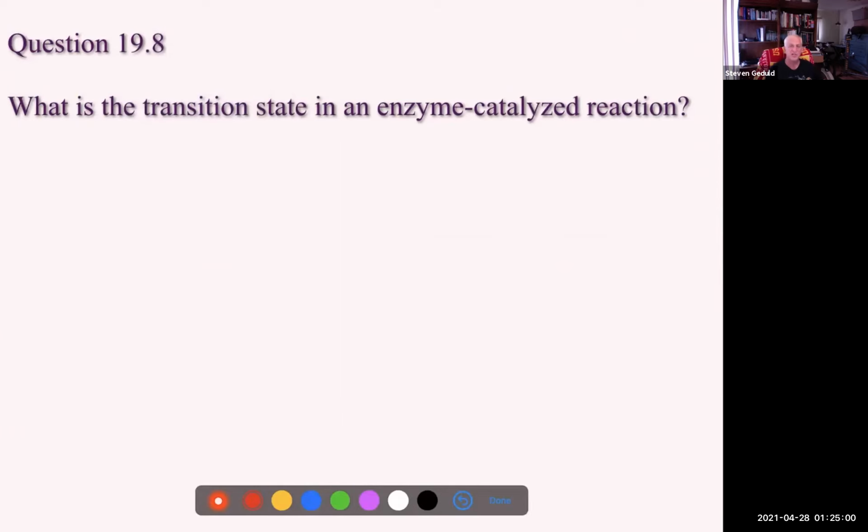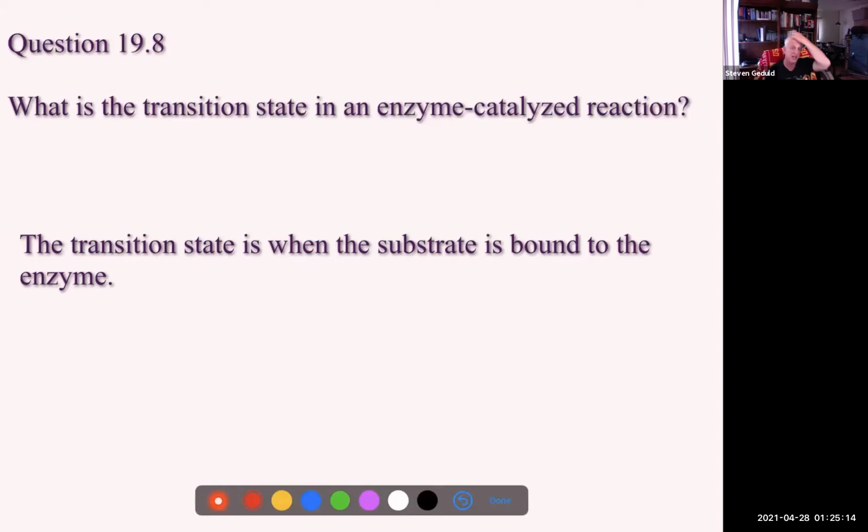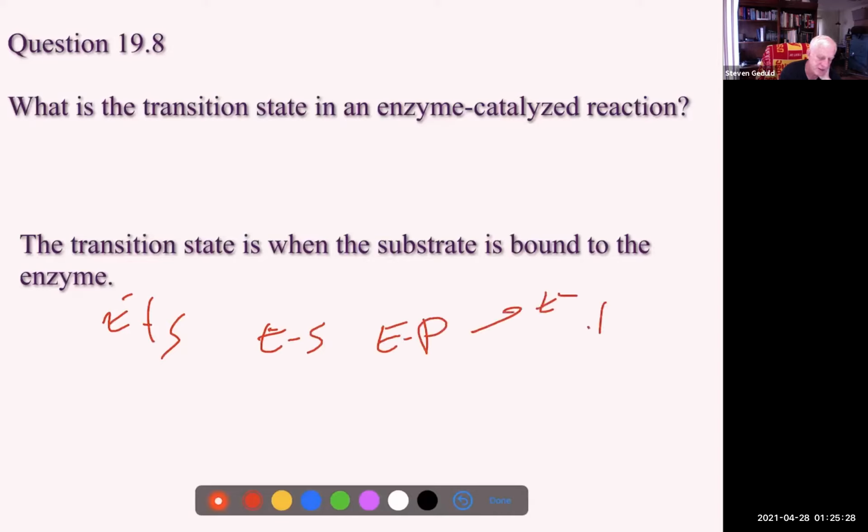What is the transition state in an enzyme catalyzed reaction? The transition state is the enzyme substrate complex as it changes into the enzyme product complex. Okay. The transitional state is when the substrate is bound to the enzyme. Remember, you have your enzyme plus your substrate, forms an enzyme substrate, then forms an enzyme product, then it releases the enzyme plus the product.